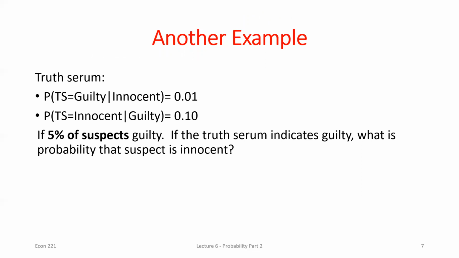If the truth serum indicates guilty, what's the probability the person is actually innocent? What we're saying is that the thing we know is that the truth serum made the person say they're guilty, and we're interested in the probability that they're actually innocent. The truth serum is our outcome of the test, and the state of nature we're interested in is whether they're actually innocent.